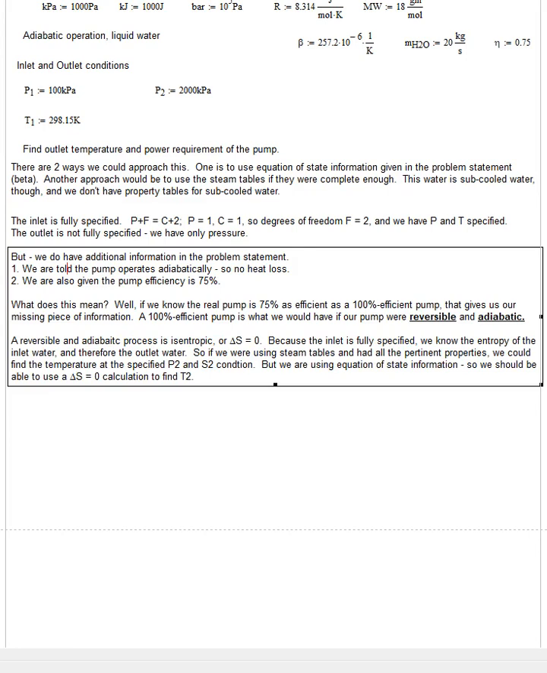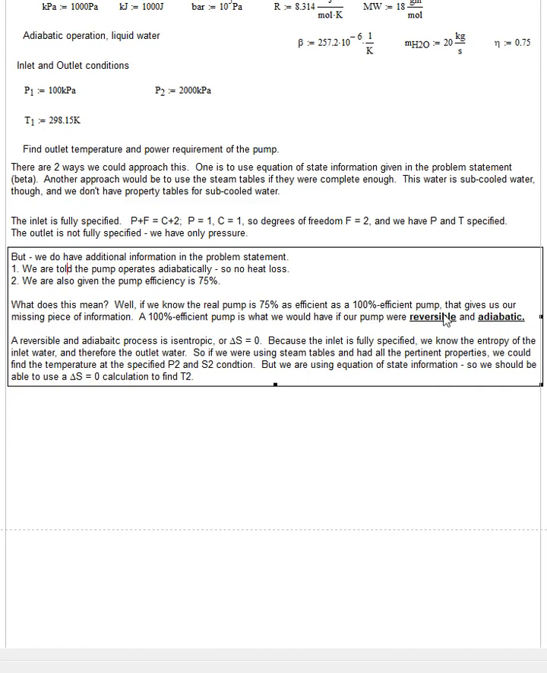We're also told that the pump has an efficiency of 75%. So what does that mean? Well, it's 75% efficient compared to a 100% efficient pump. A 100% efficient pump is what we would have if our pump were operating reversibly and adiabatically. So that's what we're going to use to get the information that we need to solve this problem.